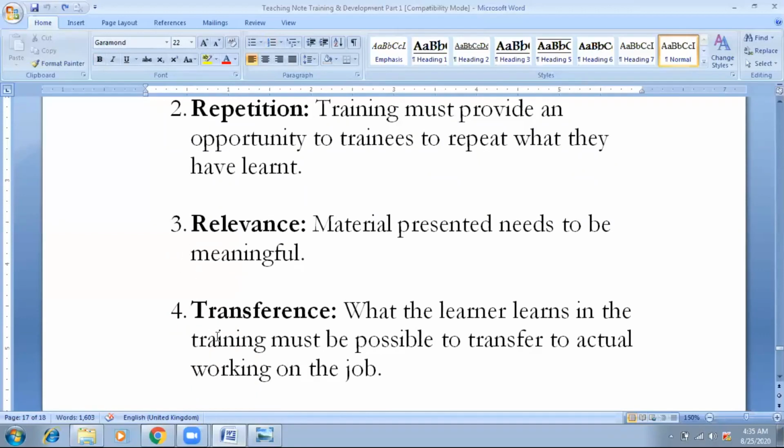Assume the employee has to use certain tools and equipment when doing the job. Then during the training also we have to use the same tools and equipment. Then it is easy to use them when actually allowing the employee to perform the job.